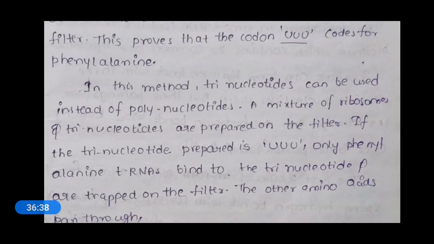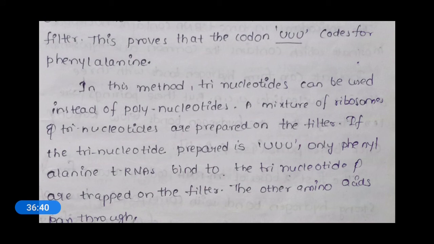So this is about deciphering the code. They used three methods: homopolymers, heteropolymers, and trinucleotides. By these three different methods, carried out with different combinations, they finally deciphered the genetic code. That means they identified the genetic code and the different triplet codons responsible for the amino acids.